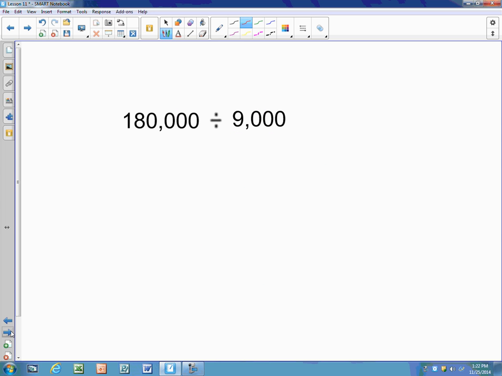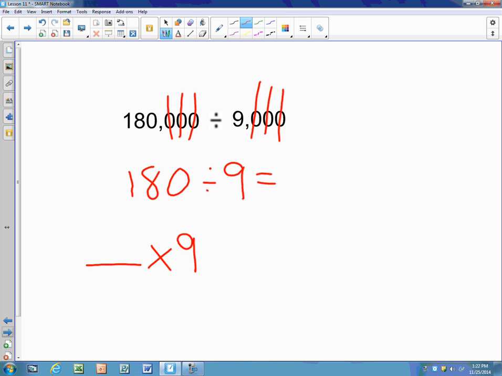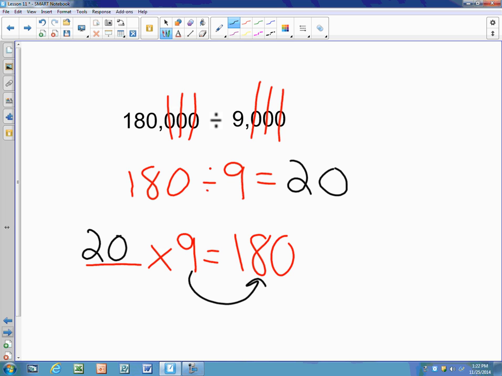Last one that we're going to try to do, we look at our divisor, cross off 3 zeros. So in my dividend, I cross off 3 zeros. I have 180 divided by 9. If I can solve that easily, I do it. Otherwise, I can also ask myself what number times 9, using that fact family, equals 180. And when I ask myself that, I say, what times 9 will give me that 18, which is a 2, and I put the 0 back in. So my answer here is 20.